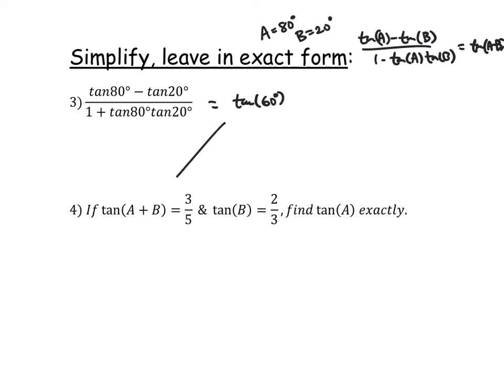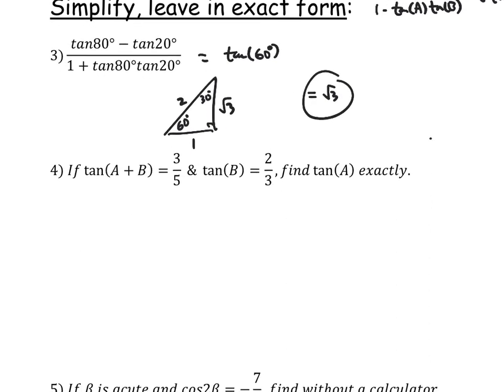Okay, so if I sketch a triangle with a 60 right here, that means this is a 30. So I'd have a 1, root 3, and a 2. So what would the tangent of 60 equal? Well, the tangent of 60 would then equal square root of 3 over 1. And there's our answer. So that ratio right there is equivalent to the square root of 3. It's kind of cool.